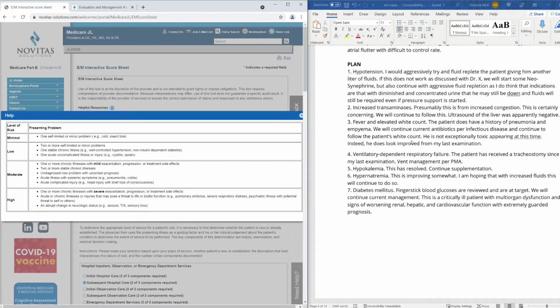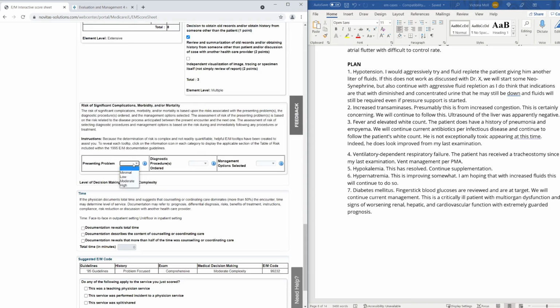Look, it says here he's improved since my last examination. The hypokalemia is resolved. This is improving. So I'm just not seeing that this is a high risk. I'm seeing moderate risk here. So I'm thinking moderate. As far as diagnostic procedures ordered, let's see here.